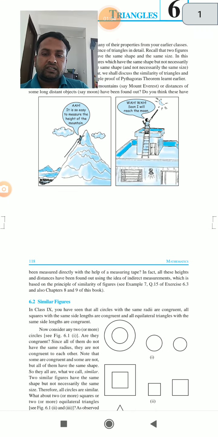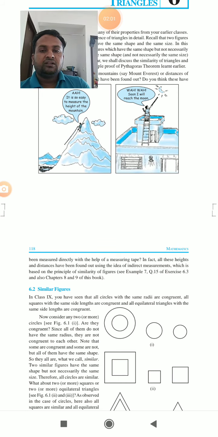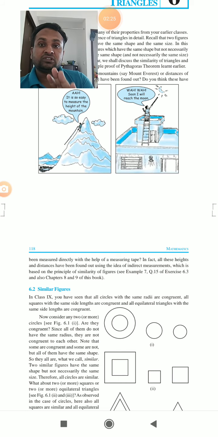See the next, similar figures. See the difference here. Two circles are similar. If you draw two circles of different radii, we can say they are similar. Two wheels of different vehicles, tractor and car. Tractors have big wheels, but cars have small wheels, but both look similar. We can't say that both are congruent, but both wheels are similar.